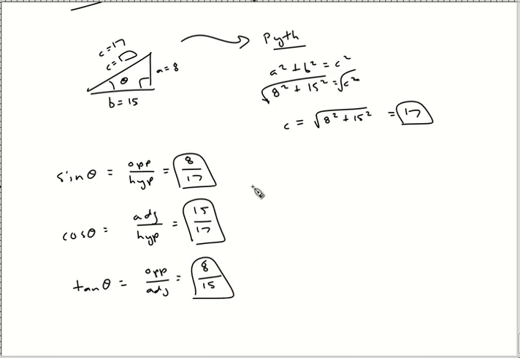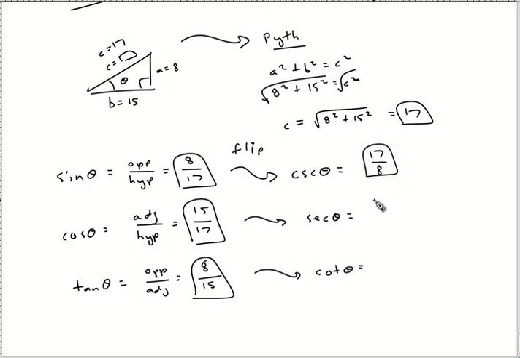And now they want more. So at this point, they're going to also ask for cosecant, secant, and cotangent. All we're going to do here to go from that side to this side is flip them upside down. So instead of 8 over 17, it's 17 over 8. Instead of 15 over 17, it's 17 over 15. And instead of 8 over 15, it's 15 over 8. And that's it. So I'm not here to say why. I'm here to say what. And the what is you go ahead and flip them. Okay? That's all we're doing.